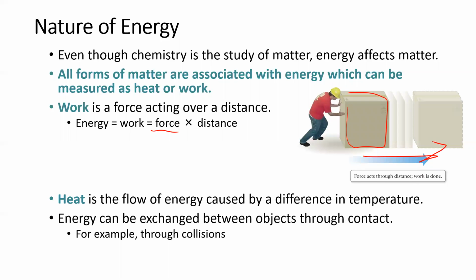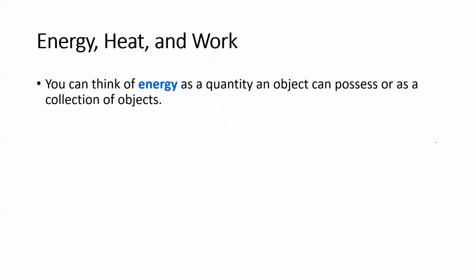Now, heat is a flow of energy caused by a difference in temperature. Energy can be exchanged between objects through contact, for example, through collisions. Hotter objects, or objects with more thermal energy, move faster. When they collide with other objects that are moving slower, that transfers that thermal energy to the other object.